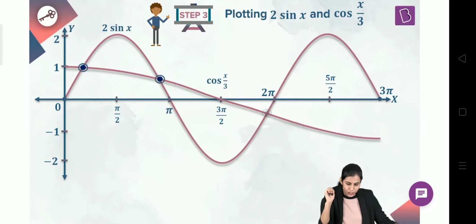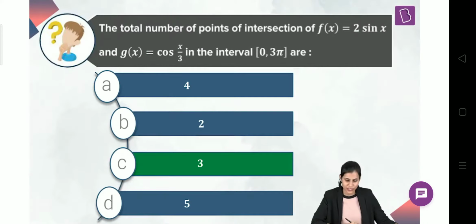I get 1, 2, 3. These 3 explicit points of intersection. I'm not interested in their coordinates. I'm just interested in the number of points of intersection because that is what the question asked. And hence, my answer is option C, that is 3.